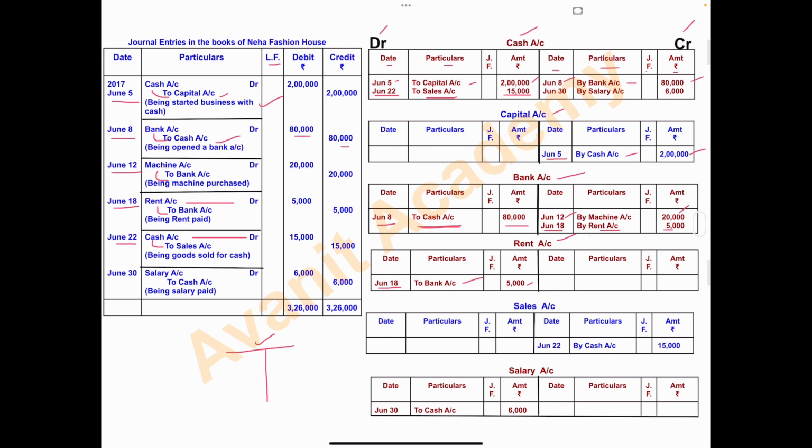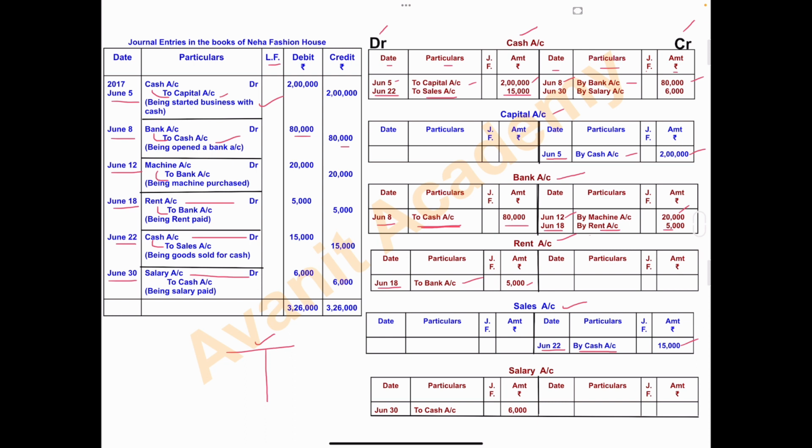Which other account do we have to prepare? Sales account. Sales account, write the heading. Sales account is credited. So credit side, right, June 22 by cash account, amount 15,000. And the last entry is on June 30.